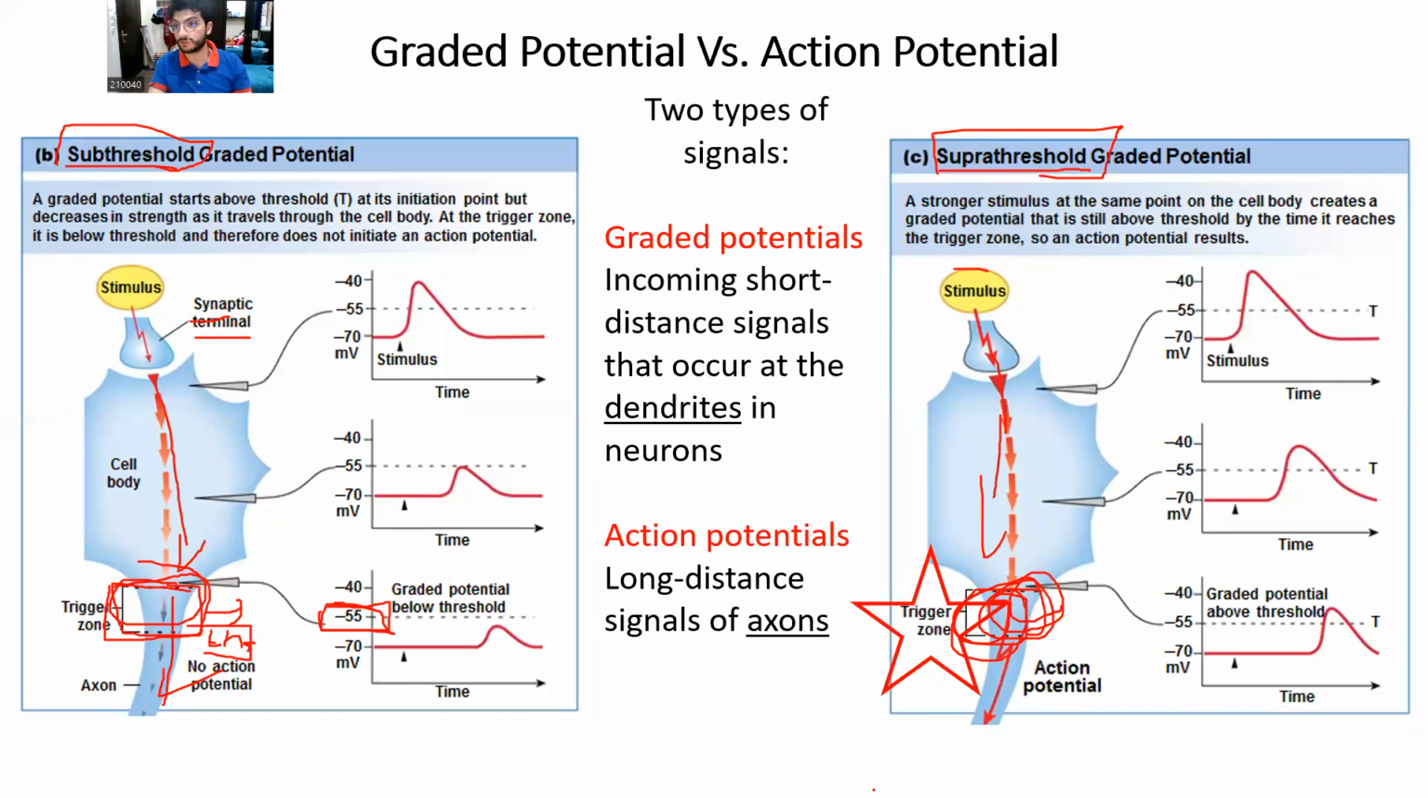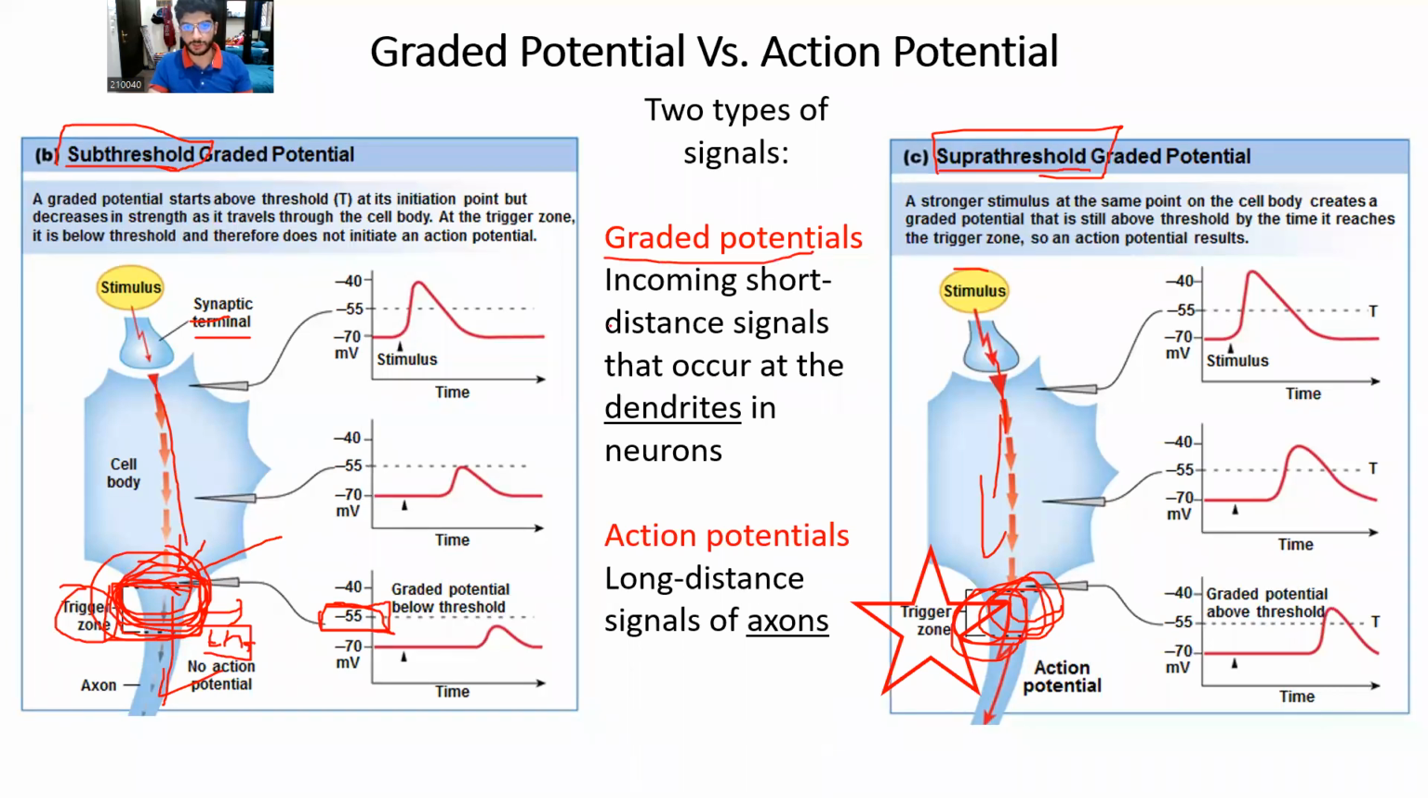So a graded potential causes an action potential. Yes, that is correct, Siam. Is the trigger zone the axon hillock? Yes, anatomically, the trigger zone is known as the axon hillock. This is the anatomical name. The functional name is the trigger zone. That's the only difference between these two names.